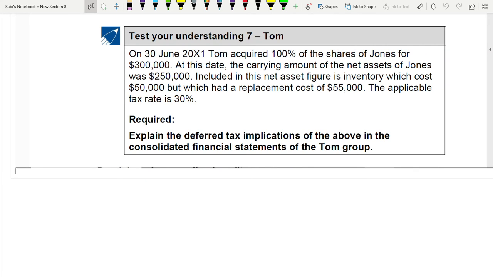Test your understanding 7. Here we are going to deal with the issue that we have just covered, fair value adjustment. On 30th June 2001, acquired 100% of shares of John for 300,000. Carrying amount of net assets is 250. Included in these net assets is inventory, whose cost is 50,000 but replacement cost is 55, and tax rate is 30%. Now, explain the deferred tax implications. Very easy question, isn't it? But how do you start this question?